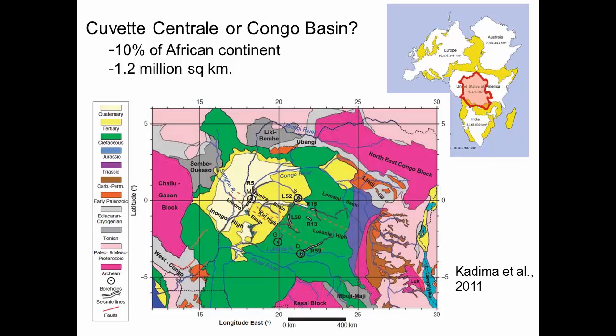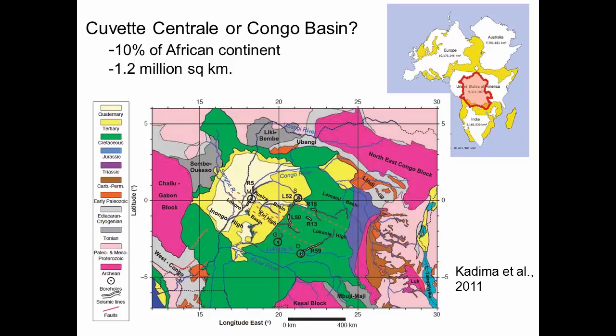And then peripheral to the Cretaceous section are some older sections going back through the Karoo and then all the way back into the late Paleozoic and into the Neoproterozoic at the base of the basin.